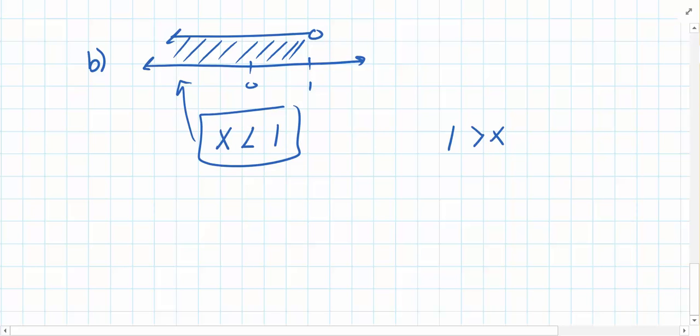This is still okay. This is technically not wrong because 1 will be bigger than the number you pick, but it's more confusing for some students, okay? So I would highly recommend that we just stay with this way. So x is less than 1.